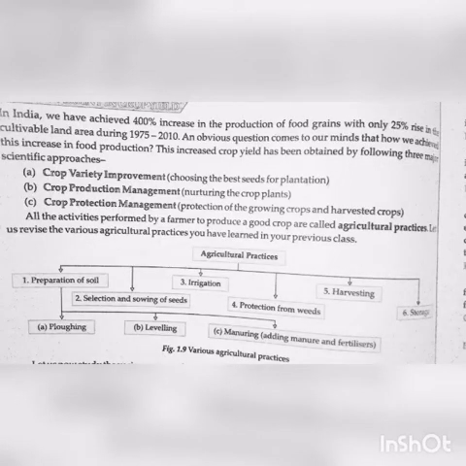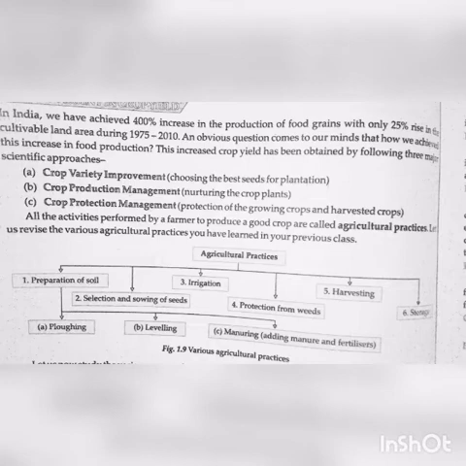Last class we finished the production of crops. Now the next step, improvement in crop yield. In India, we have achieved a 400% increase in the production of food grains with only a 25% rise in the cultivable land area during 1975 to 2010. An obvious question comes to our minds: how did we achieve this increase in food production?